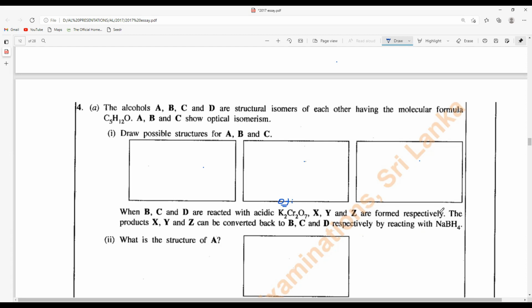X, Y, Z are formed. So one of these two structures, B and C, and our assumption giving D is reacting with K2Cr2O7. So we will check first whether this can be reacted with K2Cr2O7. So this can be reacted with K2Cr2O7, because if you do the oxidation here, the hydrogen is going to be removed.